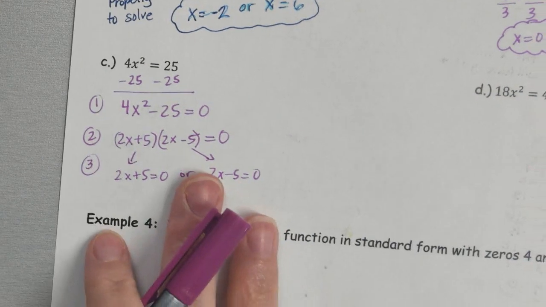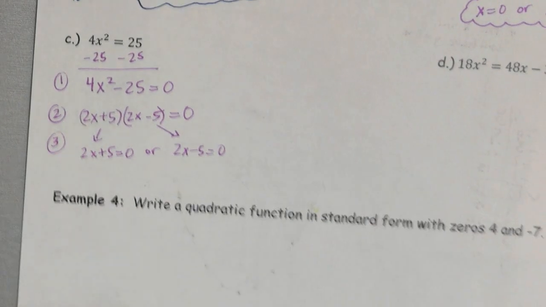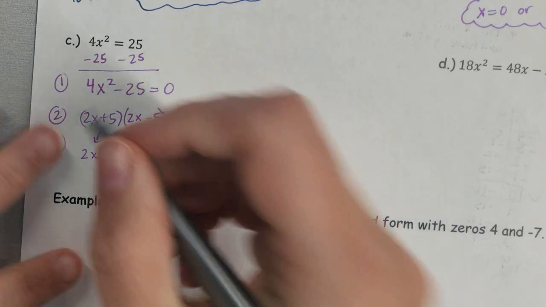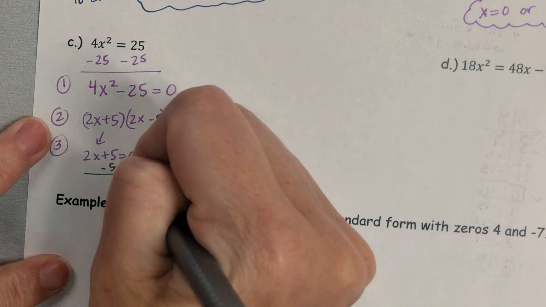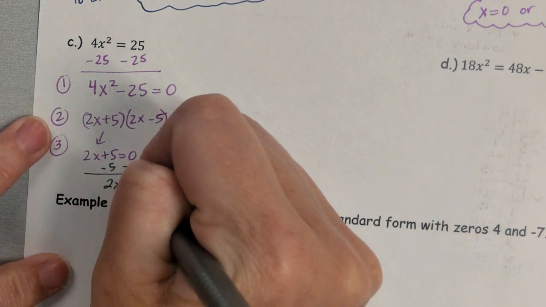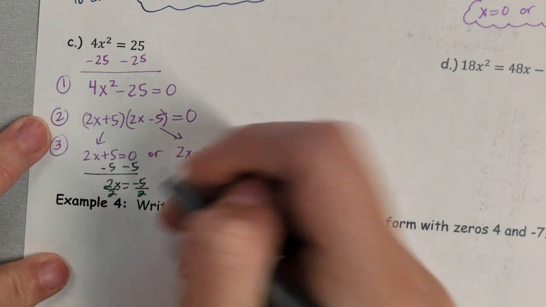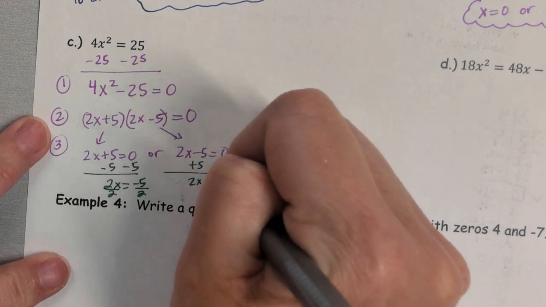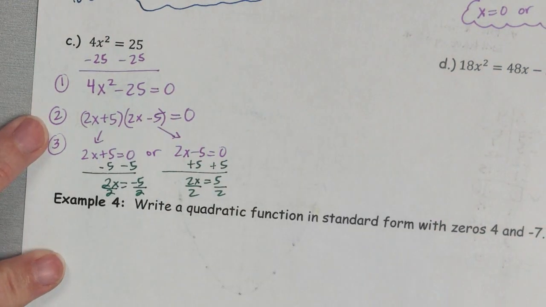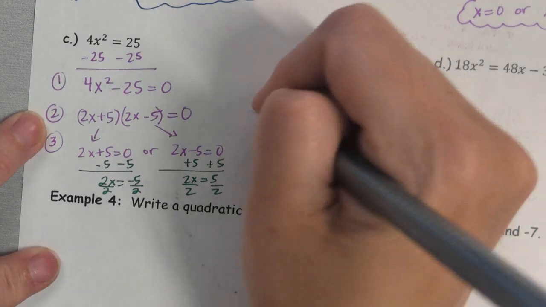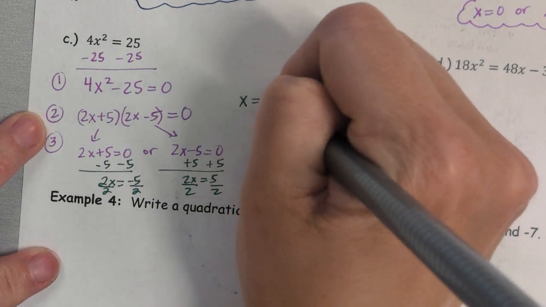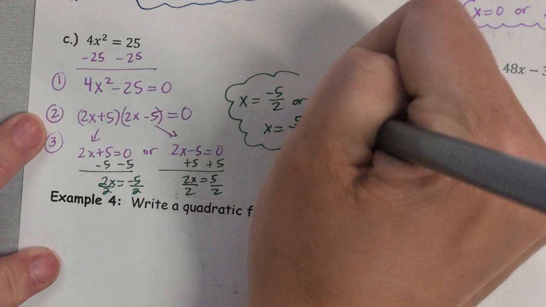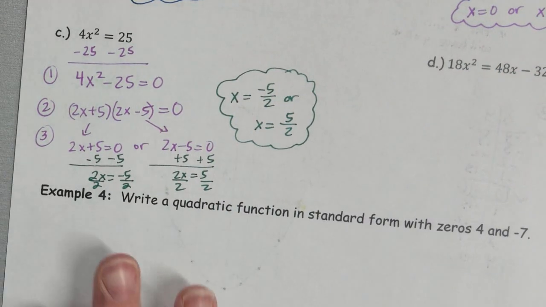And then we're just going to solve them both for x. Just be careful that when you're doing this, if you're doing the subtraction, make sure that you're keeping the signs the way they should be. So this would be x equals negative 5 over 2. For this one, I'd be adding 5 to both sides and then dividing by 2. Okay, so your final solution would be x equals negative 5 over 2 or x equals 5 over 2. And you can leave it just like that. Negative 2.5 and 2.5, that would be fine.